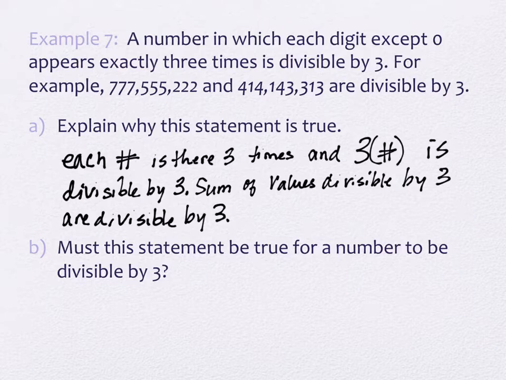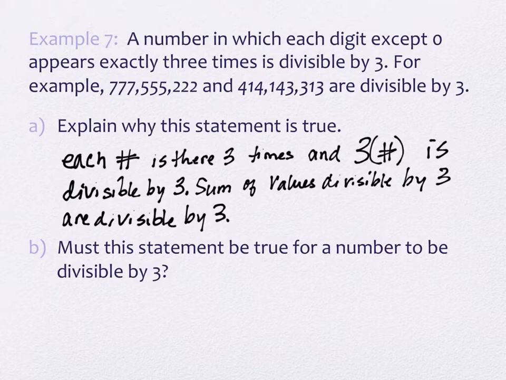So when I have 3 7s, I'm going to get 21. And I have 3 5s, I'm going to get 15. And I have 3 2s, I'm going to get 6. 21 and 15 and 6 each individually are divisible by 3, so their sum is going to be divisible by 3. That's what we just said with those specific numbers in mind. Does that make sense? Okay.